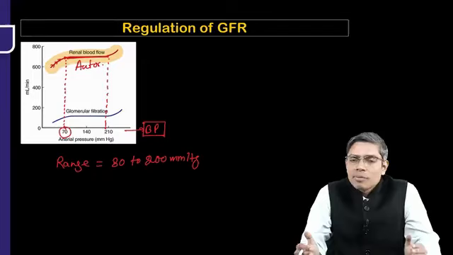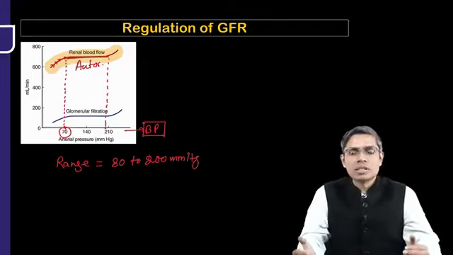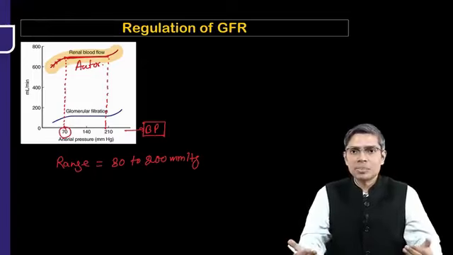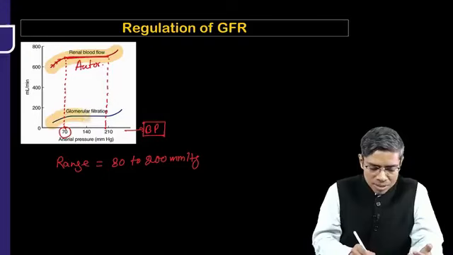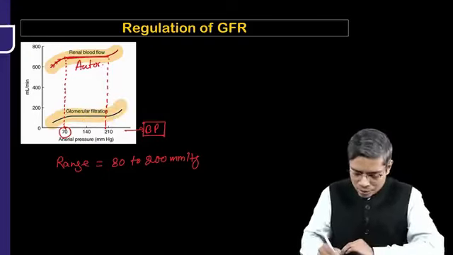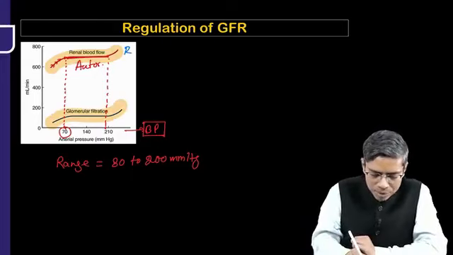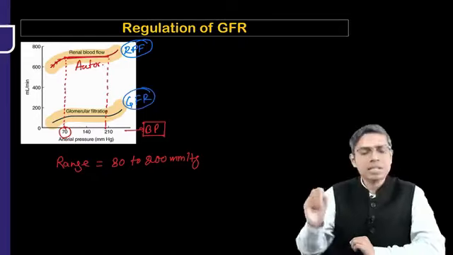Now, when the blood flow is autoregulated, blood flow autoregulation means your GFR, or the filtration pressure, will also remain constant. So your glomerular filtration rate, or GFR, will also be autoregulated. That's why we say that in case of kidney, because your renal plasma flow is autoregulated, GFR will also be autoregulated.